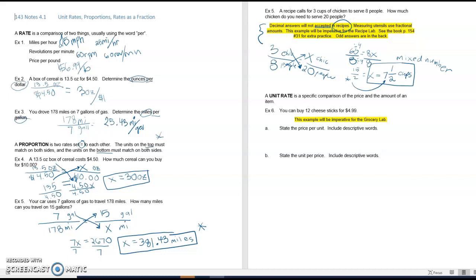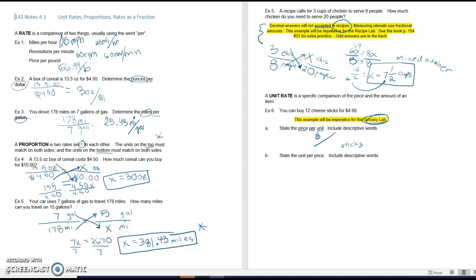Okay, really quick, last example. I've got 1 minute. A unit rate is a specific comparison of the price and the amount of an item. This is imperative for the grocery lab, which you're also going to do this week. So you can buy 12 cheese sticks for $4.99. Okay, follow the order that is given. State the price per unit. So I need to do price per unit. And the unit here is sticks. I guess we'll call it sticks. You could say cheese sticks.